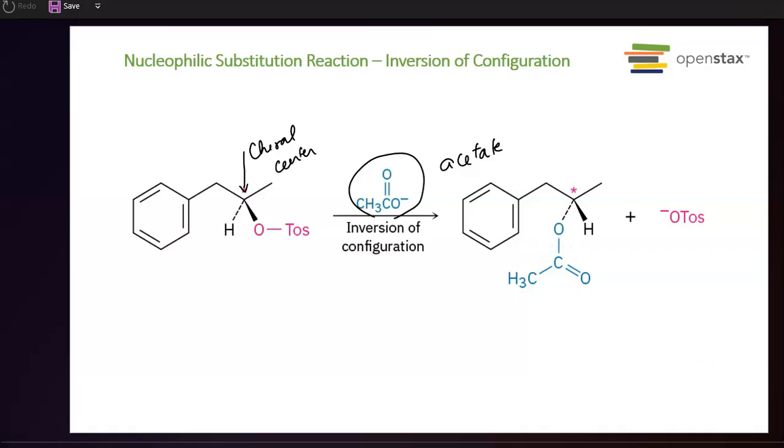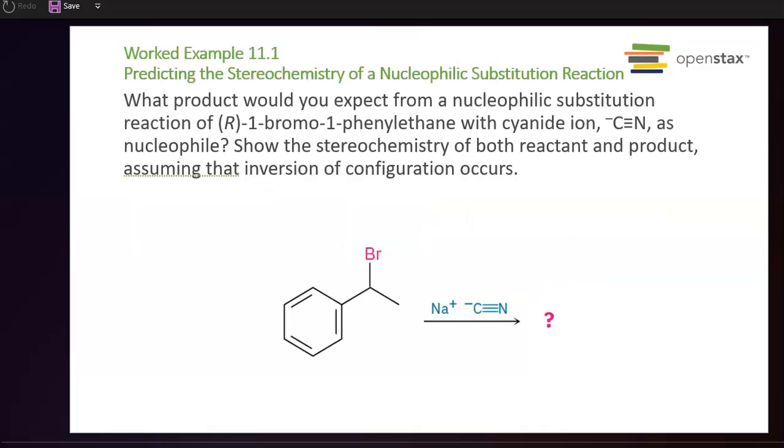So for example, if I take this question here, you are given an organic compound which is 1-bromo-1-phenylethane, and then we are reacting it with Na plus CN minus here. CN minus is my nucleophile. Na is there only to maintain the neutrality. So if we look at this, it is actually a chiral center.